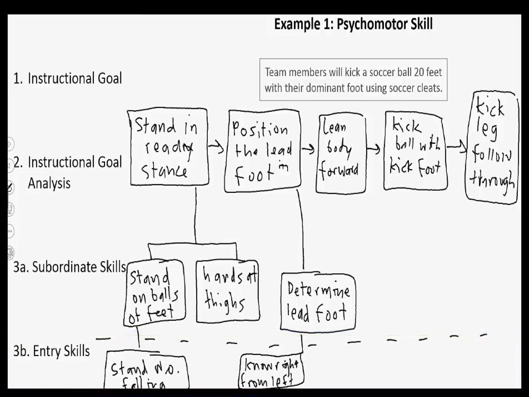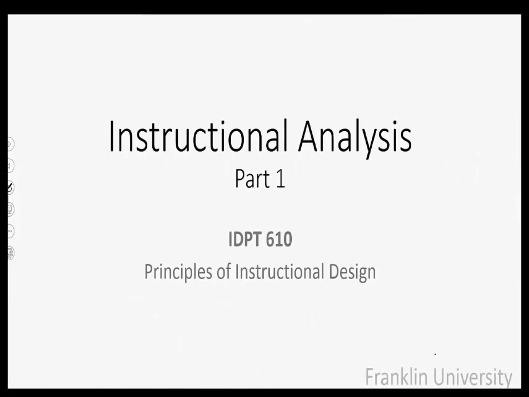So you can see that I could continue to work through all of these for each one of these different components and come up with subordinate skills and entry skills that the learners would need to be able to do to finish the steps in the instructional goal and actually complete the instructional goal effectively. Again, this is part one of how to do an instructional analysis. In the next video, I'll show how I would do it for an intellectual skill.